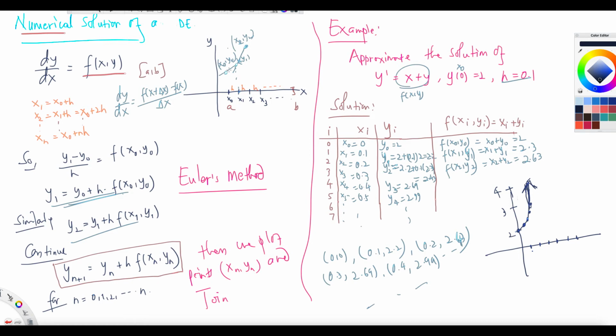Okay, so what is the definition of the derivative? The definition of the derivative is dy over dx equals the limit as delta x tends to 0 of f of x plus delta x minus f of x, over delta x, right? That is the definition of the derivative. So we will estimate the derivative at each point, and then we will estimate the solution that way.